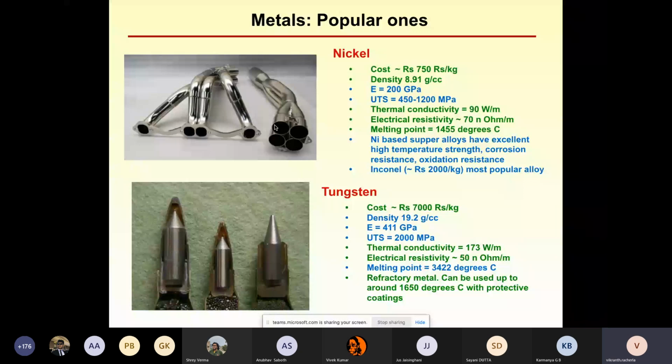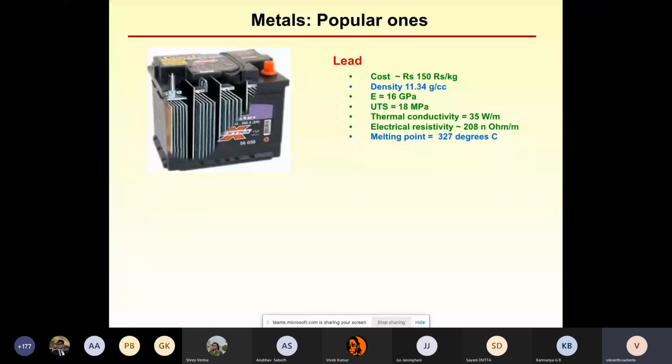Next, you have tungsten. So tungsten has very high density. Okay, it's a refractory metal, meaning it has very high melting point, 3400 degrees Celsius, and it is used for making inserts in machining, and it is also used in weaponry. Okay, so inside bullets, armor piercing bullets and all that, you use tungsten because it has very high melting point. It doesn't soften upon impact. Well, you have lead also.